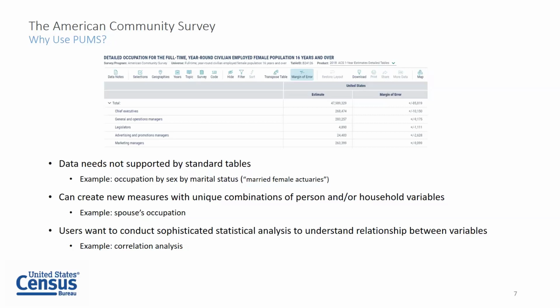However, you may be interested in data for a different population or at a different level of detail than what you see here. The Census Bureau produces these PUMS files precisely so that data users with varying needs have the ability to conduct their own analyses. Specifically, the PUMS allows you to create custom tables to get a greater level of detail than what the standard tables offer, create new variables using unique combinations of person and/or household variables, and conduct sophisticated statistical analyses that allow you to analyze the relationship between variables.